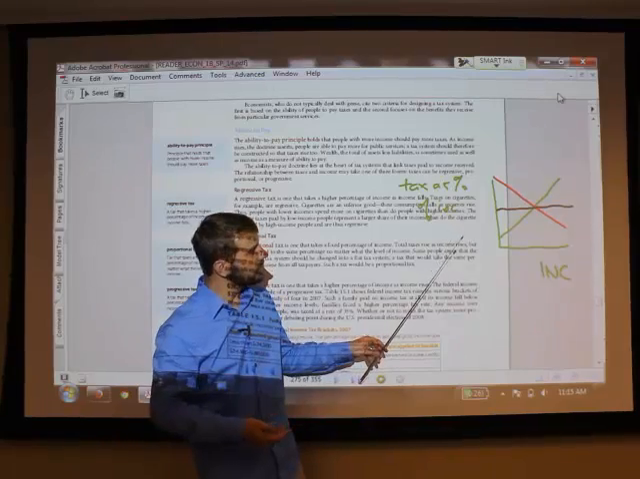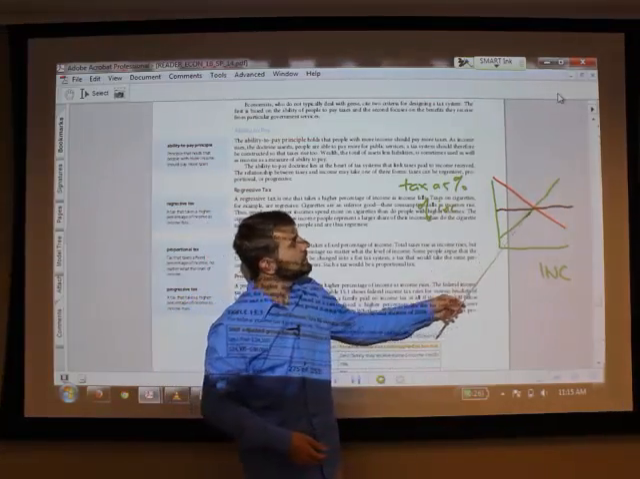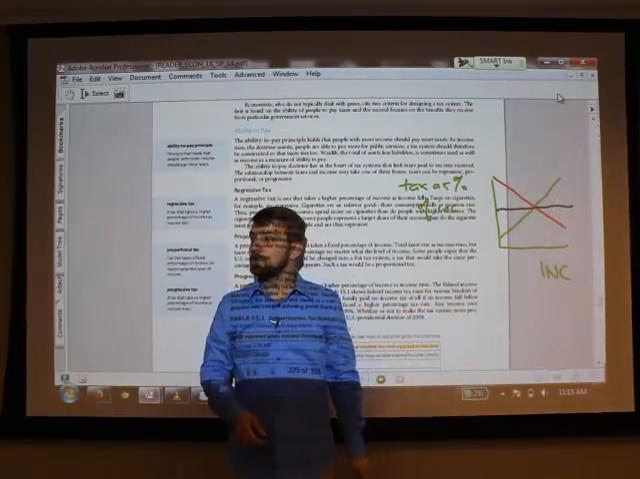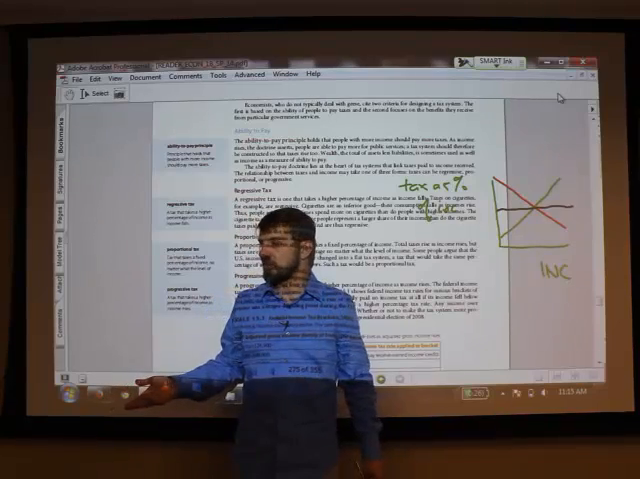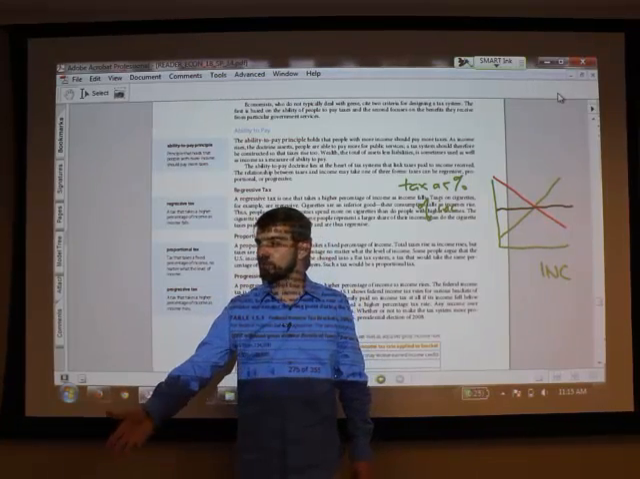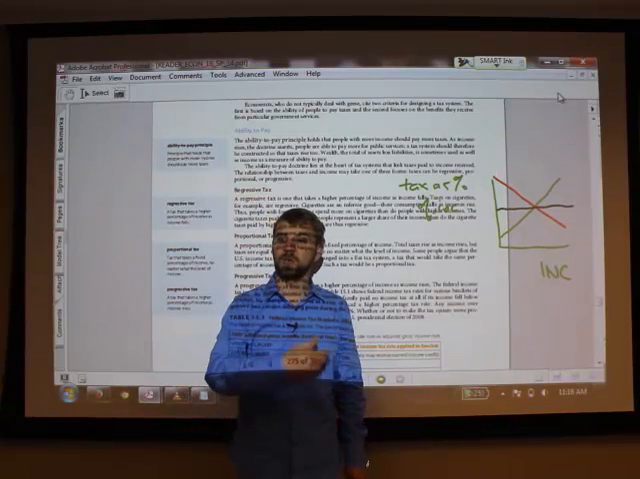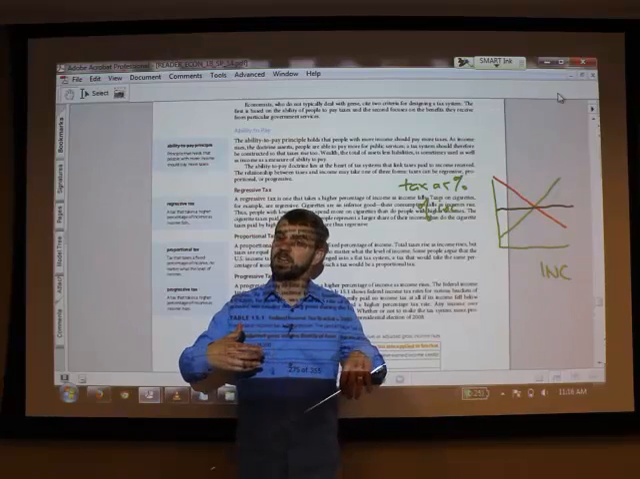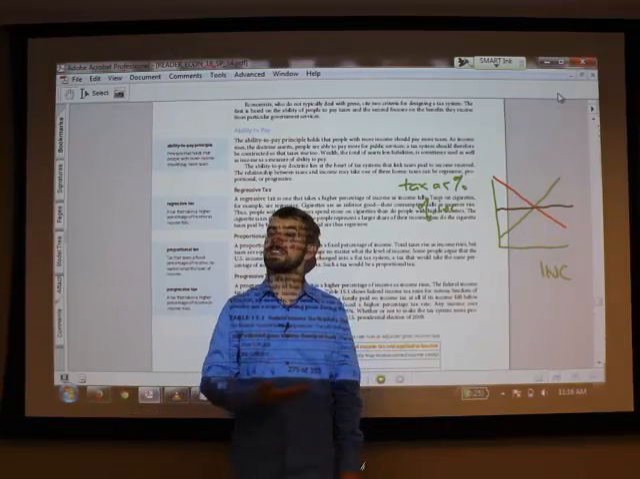So the U.S. income tax system is progressive, like this line. If you make less than, say, $25,000 a year, you don't pay any income tax. Certainly, you're going to pay taxes when you buy something, right? Sales taxes, or when you get a driver's license, you pay the registration fee. So you're going to contribute to government revenue, but you don't pay any income taxes.